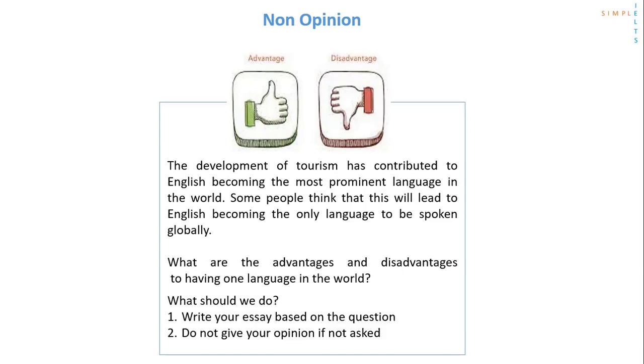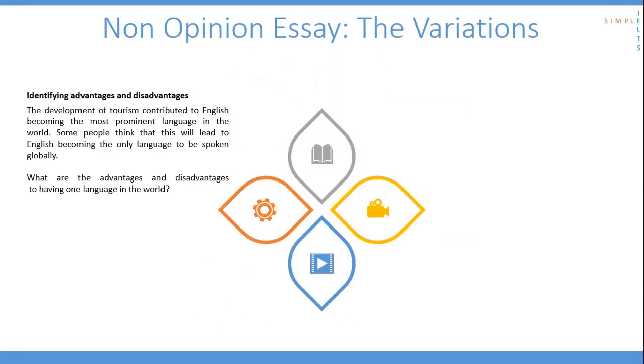So essentially, we only have to write our essay based on the question. In the second paragraph, you explain the advantages. In the third paragraph, you explain the disadvantages. And also do not give your opinion because you are not asked to give an opinion, okay? And there are some variations to this type.